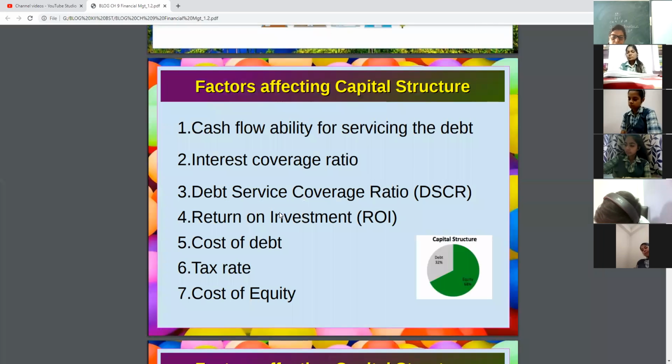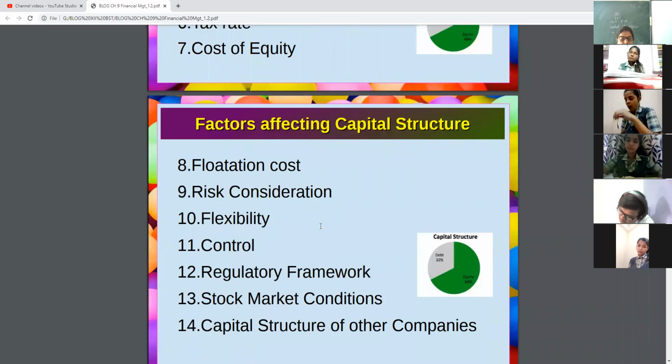These are the points we discussed, the factors affecting capital structure. What is the cash flow ability? If the company has fast cash flow, strong cash inflow, they are able to pay the interest on debt. Interest coverage ratio should be considered. Debt service coverage ratio is there. So these are the points we discussed. If you have any doubt, you can ask.